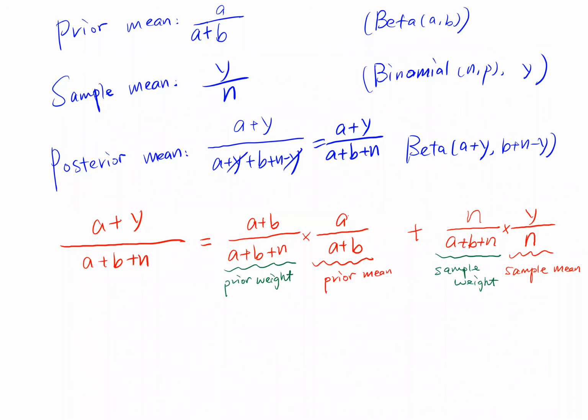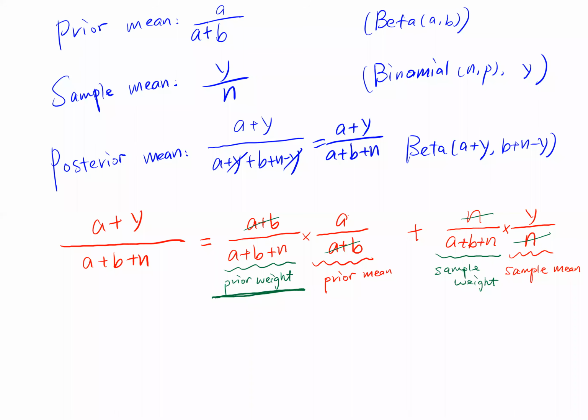The way you can do it is that those cancel out, and then you get the left-hand side equal to the right-hand side. But it's important to keep them the way they are, because you can see that the prior weight is A plus B over A plus B plus N, which is the weight you use for the prior mean. And then the sample weight is N over A plus B plus N, multiplied with the sample mean, and you get the posterior mean, okay?